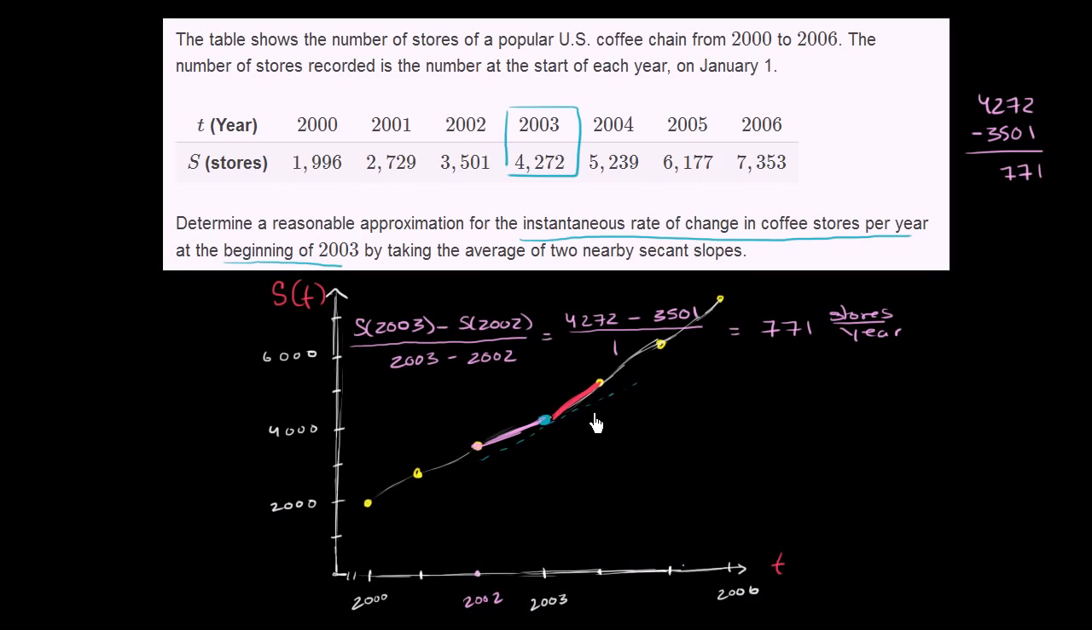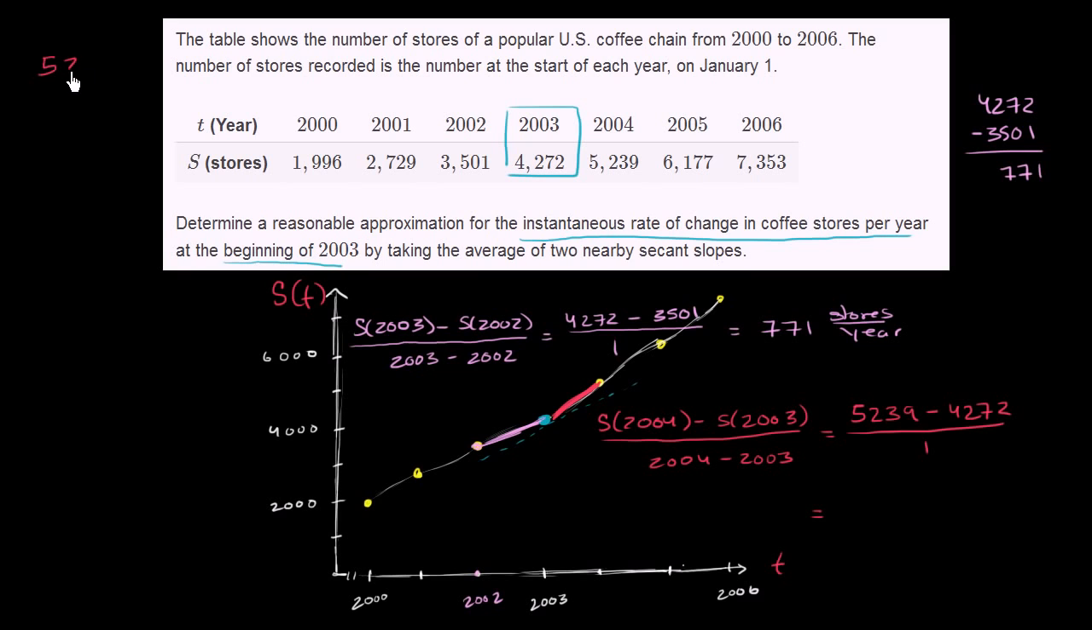The slope of that secant line is going to be the number of stores in 2004 minus the number of stores in 2003 over 2004 minus 2003, which is equal to, let's see, they had 5,239 stores in 2004. They have 4,272 stores in 2003. And then only 1 year changes, so 2004 minus 2003 is 1. So this is equal to, I'll do the subtraction problem up here. 5,239 minus 4,272. So this, let's see, 9 minus 2 is 7.